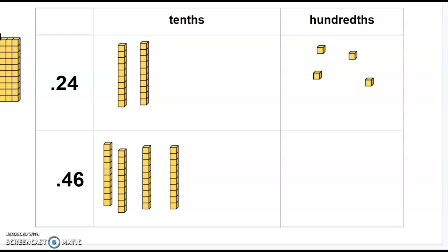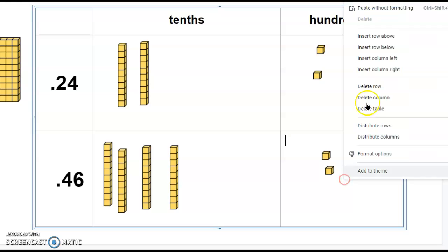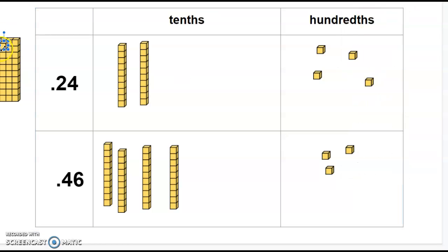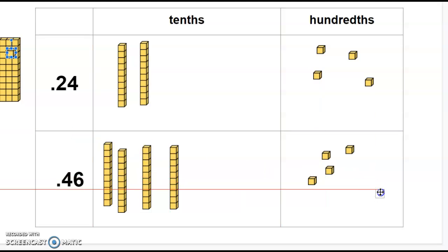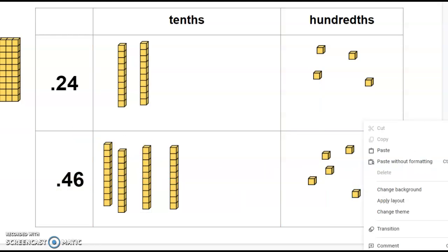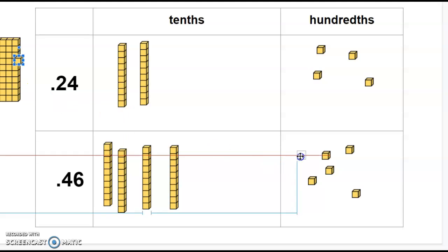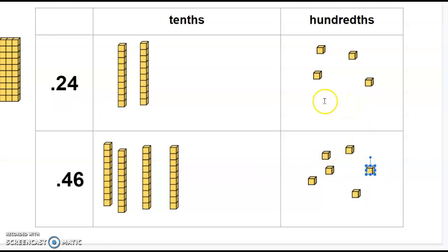1, 2, 3, 4, 5, 6. So looking at this picture, which one has more in the tenths column? Well, this number does. 0.46, which is 46 hundredths, has more.